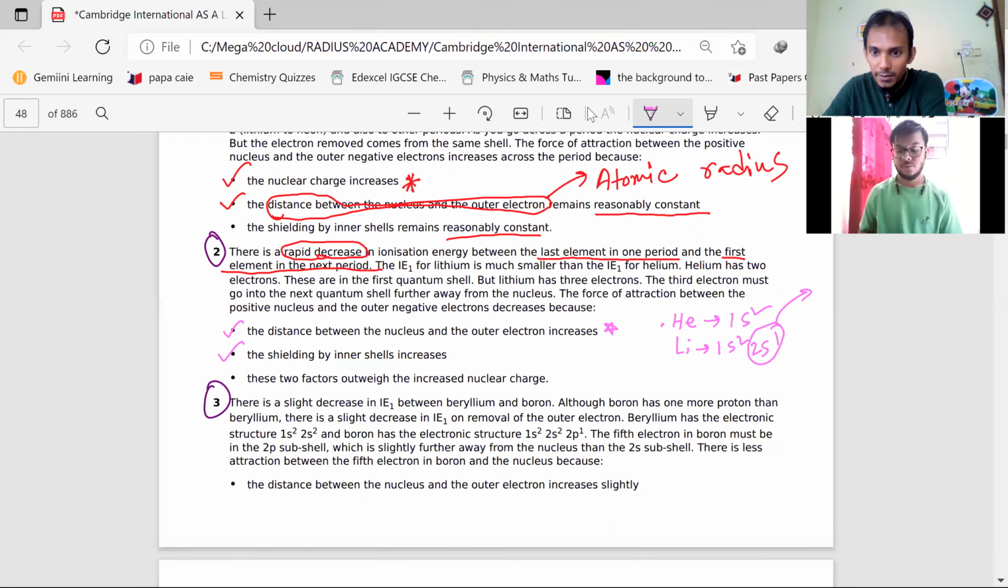Look, helium has 2 protons, lithium has 3 protons. Even though lithium's nuclear charge is higher than helium, the first two factors will cancel out or outweigh the increased nuclear charge. Because of the increased nuclear charge, lithium's ionization energy should be higher, but the other two factors outweigh it. That is why lithium's first ionization energy is much less than helium.